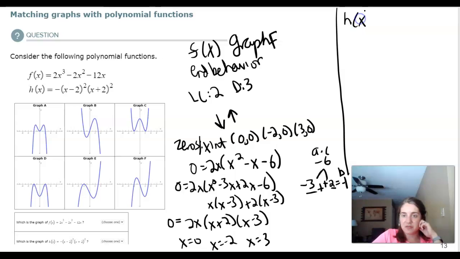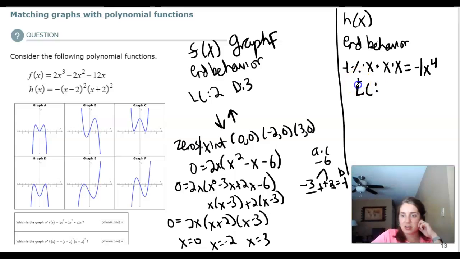H of x should be easier. I have negative 1 times x to figure out my end behavior. Negative 1 times x times x times x times x because I have a squared. So negative 1x to the fourth. So my leading coefficient is negative 1. My degree is 4. So I would end up with up, up. Which really only leaves me the option of C, but we're going to go ahead and finish this out.